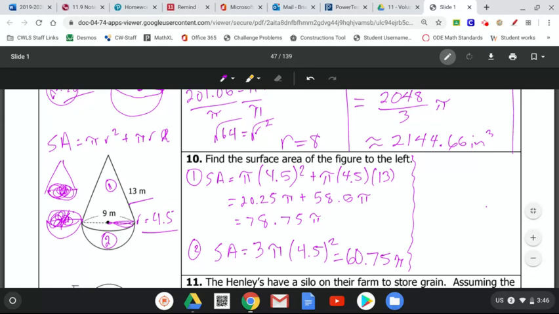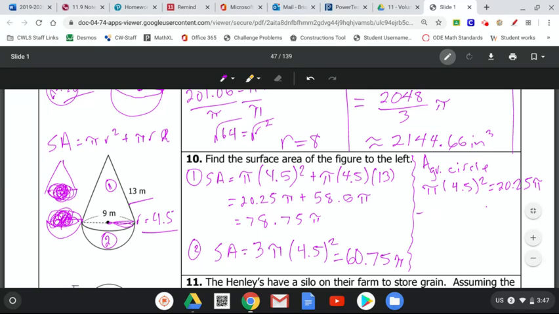So what we have to do is find the area of that great circle, which is going to be pi times 4.5 squared. Okay, so that's going to be 20.25 pi. Okay, so not too bad. Area of a circle. But here's the part. There's two great circles. There's one for the hemisphere and there's one for the cone that are not on the outside of the shape because it's like an ice cream cone.